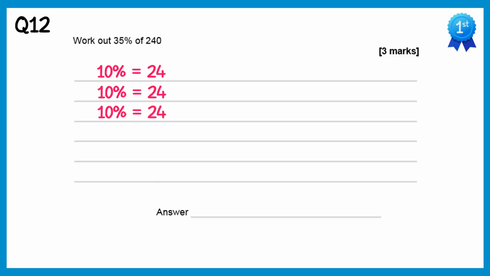If I now half 10%, I get 5%. So if I half 24, I get 12. So 5% is 12. I can now add all of these together. If I add the left-hand side, I get 35%, and if I add the right-hand side, I get 84. So 35% is 84.